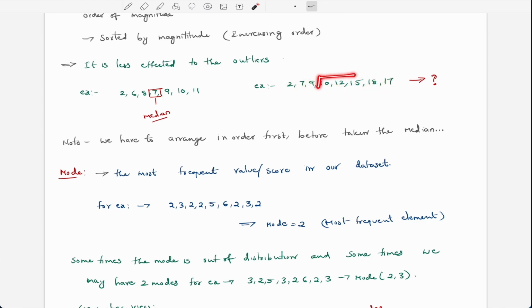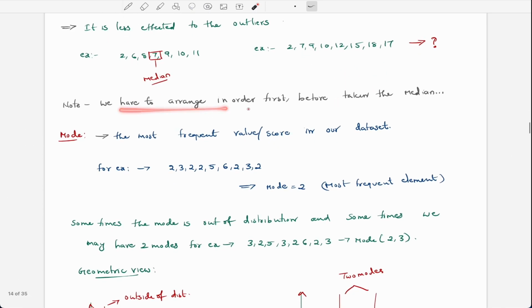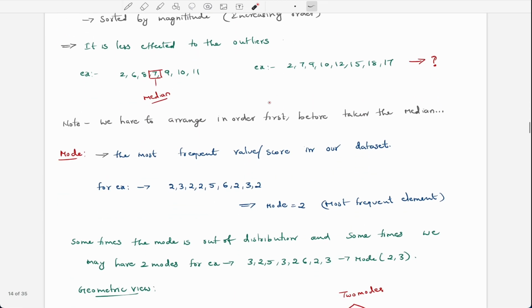This is an assignment for you. I just want you to research about it. I know that 99% of the students who watch this would know how to calculate the median of this. Okay, so we have to arrange the data in order first before taking the median. This is an important point to keep in mind.